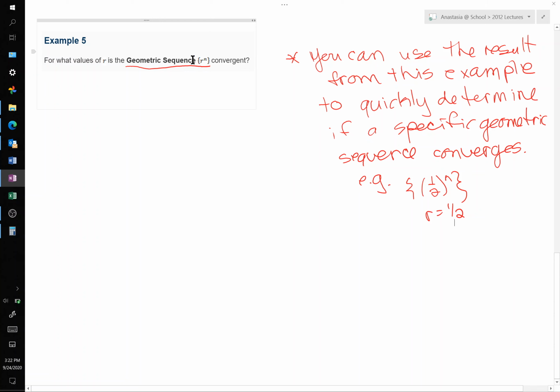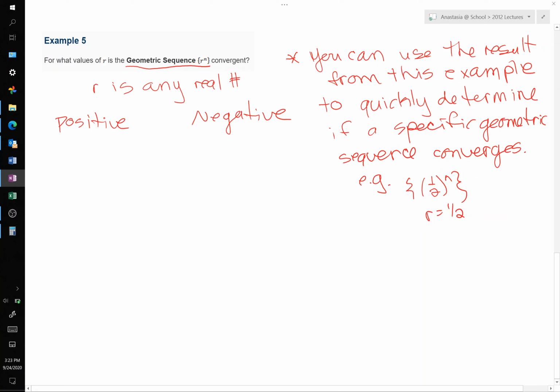For what values of r is the geometric sequence r to the n convergent? So we are going to figure this out by splitting up all of the possible r values. So this would be r is any real number, any constant value. So I'm going to split it up between positive and negative r values. And also we need to consider r equaling 0.